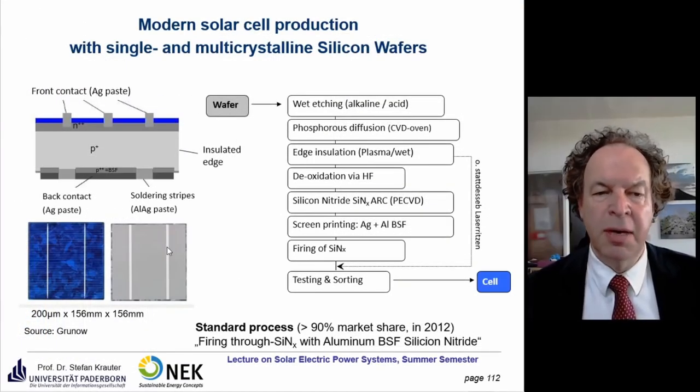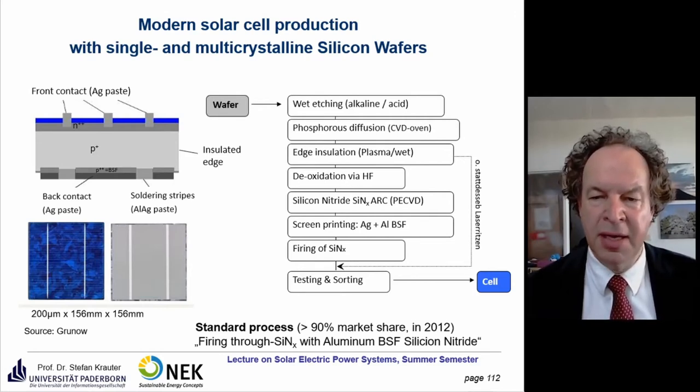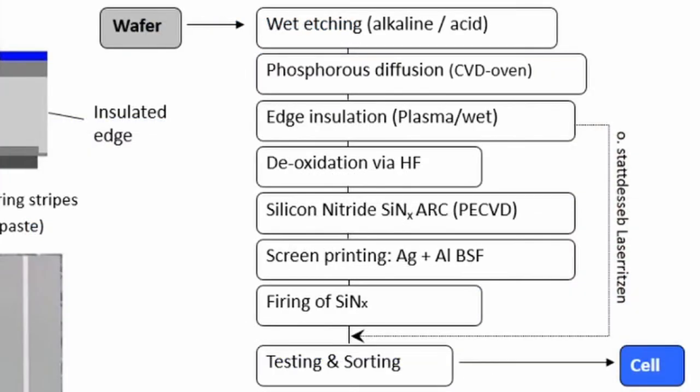So now we see a movie exactly about that production process. It's from the company Q-Cells in 2008. Yes, it's a bit old, I know, but in newer production facilities, it's not allowed to take pictures and make movies anymore. We follow the same sequence: from wafer, wet etching, the phosphorus diffusion in the CVD oven, the edge insulation, deoxidation, the silicon nitride application, screen printing process, the firing, and finally the testing and sorting.